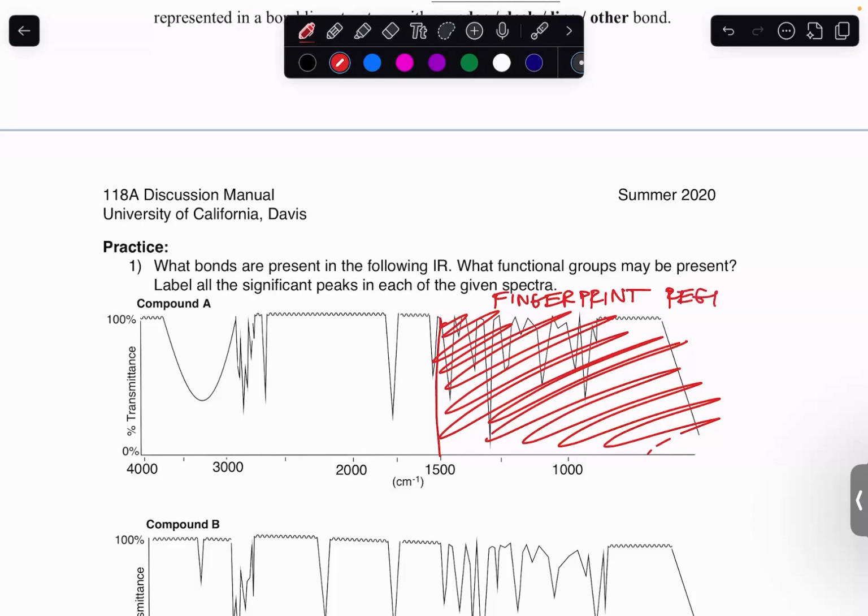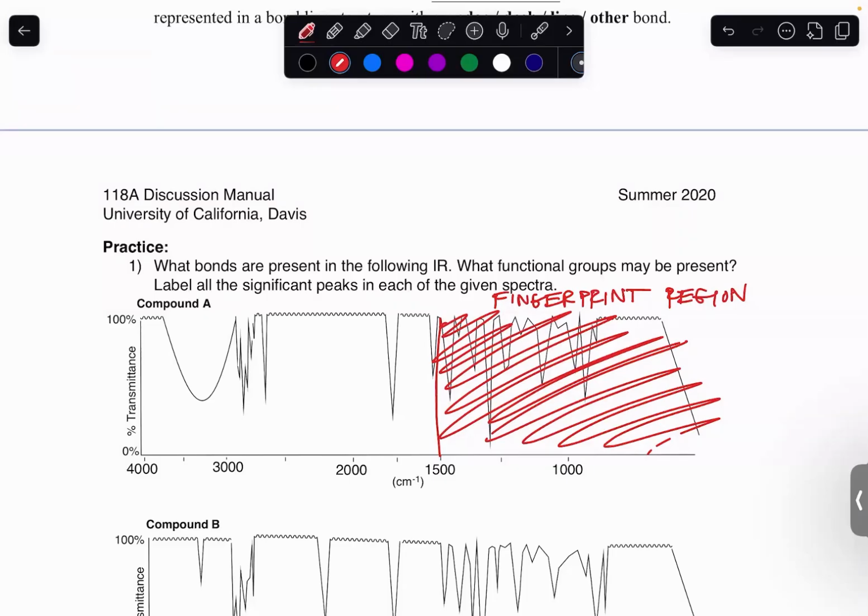Yeah, those are the ones with the single bonds, like carbon single bond carbon, carbon single bond oxygen, carbon single bond nitrogen, carbon single bond halogen, like fluorine, chlorine, or bromine. That's not really useful for us in IR, but you can still be asked for that because I've seen Levis ask for that still on her quizzes.